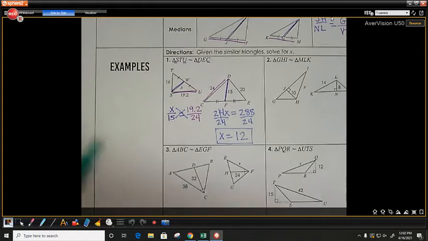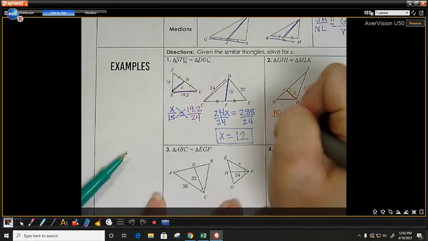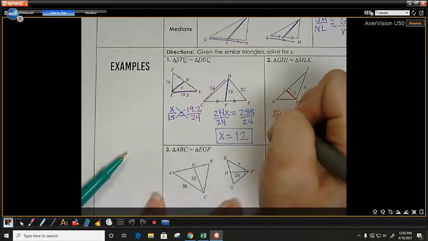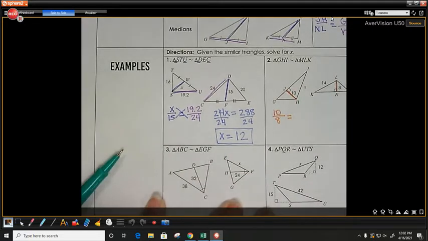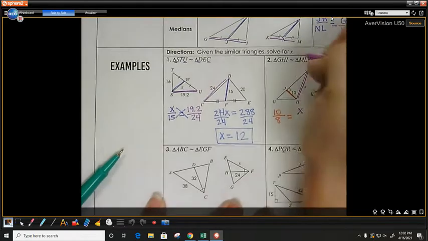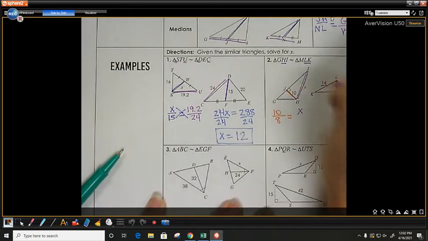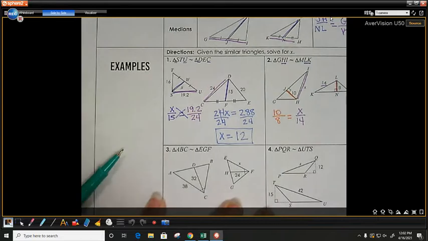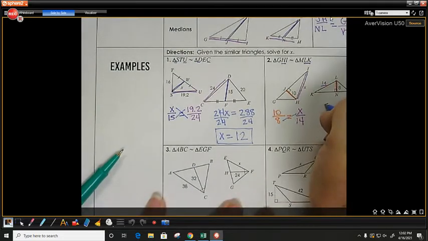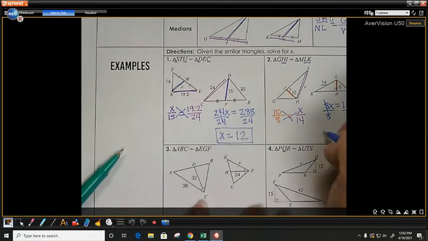So the next one we are looking at altitudes because it is perpendicular to the side opposite of it. So 10 over 8 is equal to, I'm going to use x. Well, that's IH or HI, so that's going to correspond to LK, so I need to use the 14. So I'm going to cross multiply, and I get 8x equals 140. Divide both sides by 8, and we get 140 divided by 8 is 17.5.